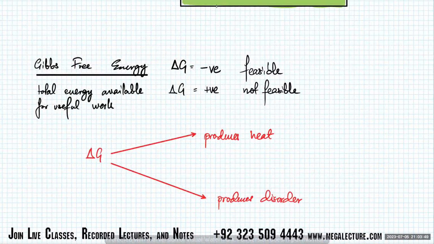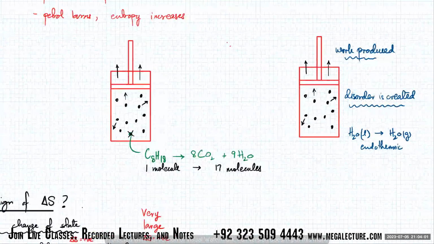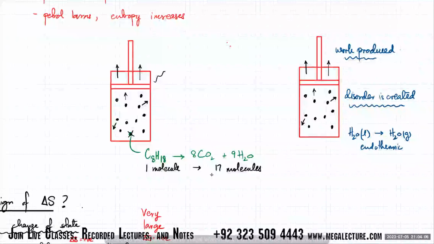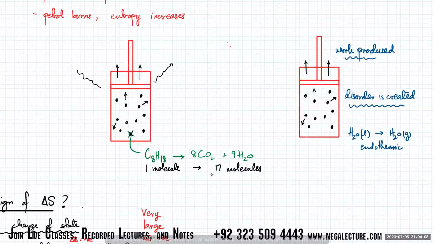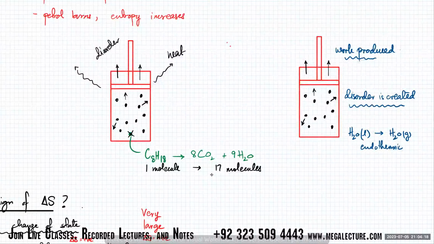Because the total energy that's available to a system is the total of both. Okay, let's go back to the car engine example. Now, burning petrol, right? What does it do? It produces a lot of heat energy. So there's a lot of heat energy produced when you burn petrol, right? Plus, there's a lot of disorder created, which is why the piston moves up. Not because of the heat energy, it moves up because there's a lot of disorder that's created, right?